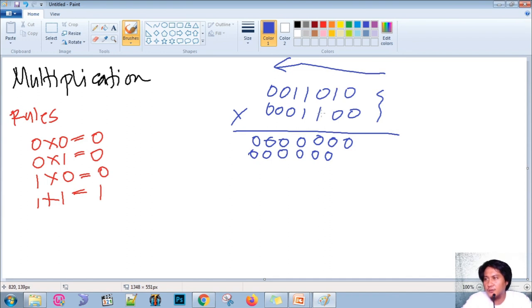And then we have 1. As per rule, 1 times 0 is still 0, but 1 times 1 is equal to 1. This is 0, this is 1, this is 1, and then we have 2 zeros. Then another 1. So 1 times 0 gives 0, 1, 0, 1, 1, 0, 0.